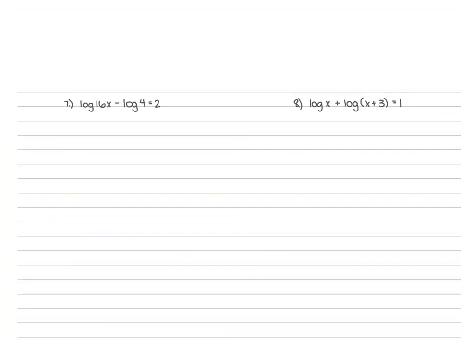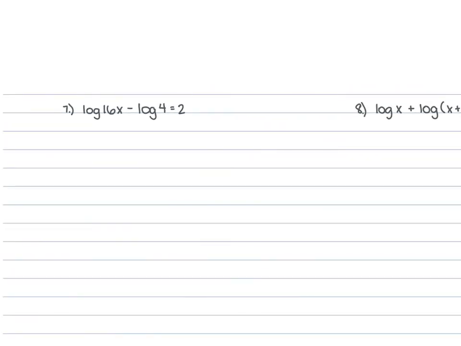For our next 2 examples, which are our last ones, we have log 16x minus log 4 is equal to 2. So we do have subtraction here. So we are going to divide the 16x and the 4. So we're going to have log 16x divided by 4 is equal to 2. The 16x divided by 4 is 4x. So log 4x is equal to 2.